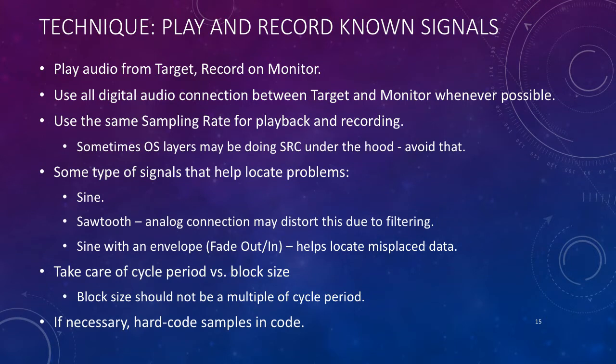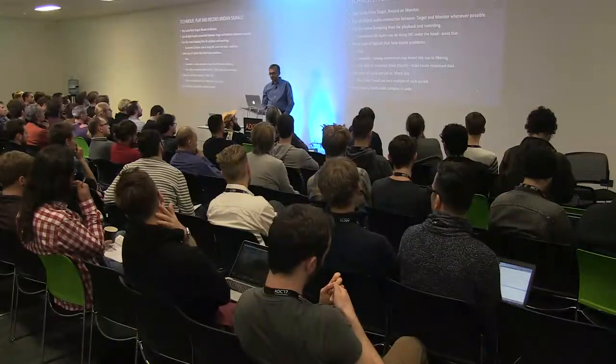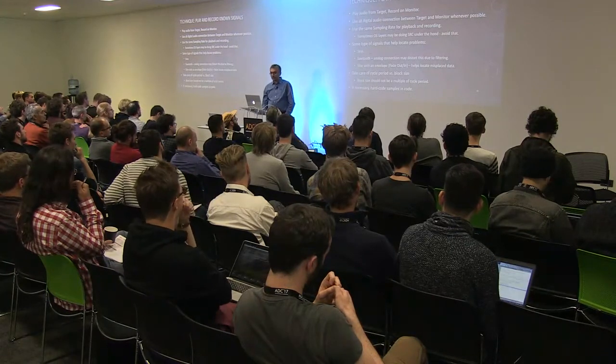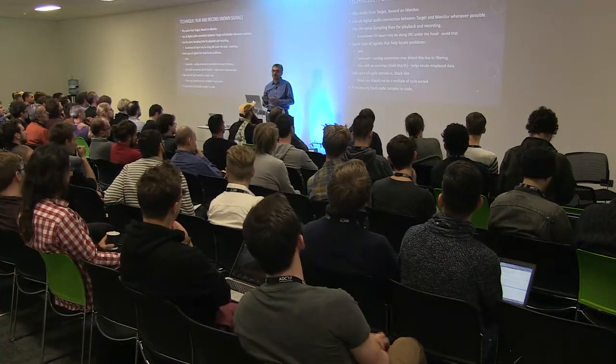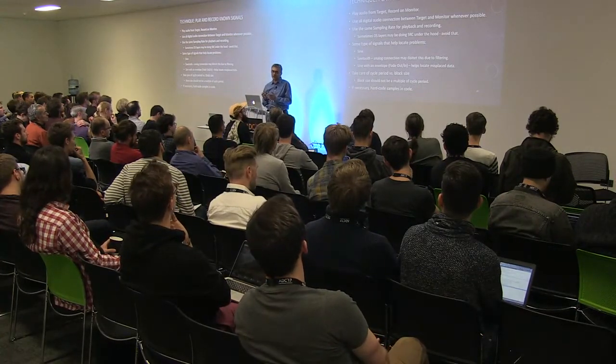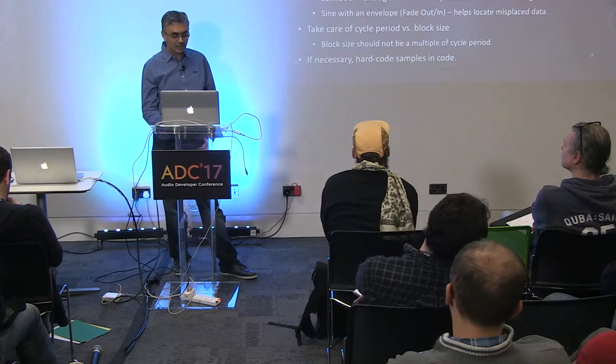And you should use signals that you'll be able to recognize and understand once they've passed through the code or system that you're investigating. So using a sine wave is definitely a good idea. You can use sawtooth. If you use sawtooth, make sure you're not using an analog connection, because it may be going through some filtering and the data may be modified by this filtering. You can also use a sine with an envelope, like a fade out or a fade in. This often helps you locate misplaced data. If a certain block which is supposed to be at a certain point in time is misplaced, you'll be able to recognize this quickly.